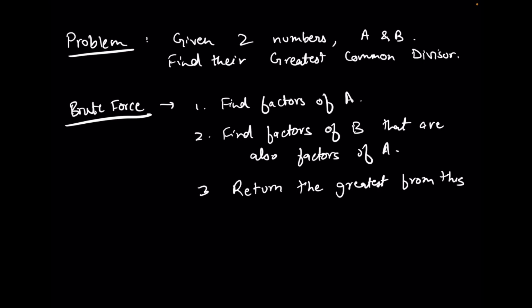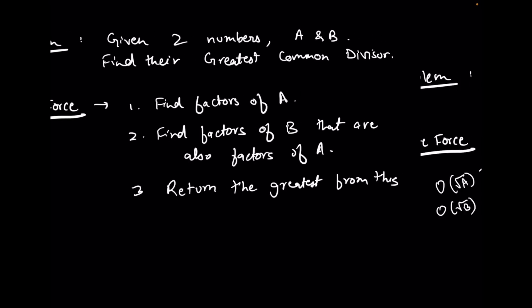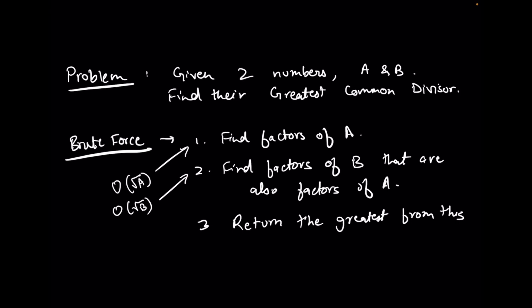So this step of finding the factors of a number can be done using a simple while loop and the modulo operator, and if implemented properly, we can do it in big O of root of the number time. So to find the factors of A, we can do it in big O of root of A. Similarly, for the second step where we have to find the factors of B that are also factors of A, we can do that in big O of root of B time, if we implement it properly.